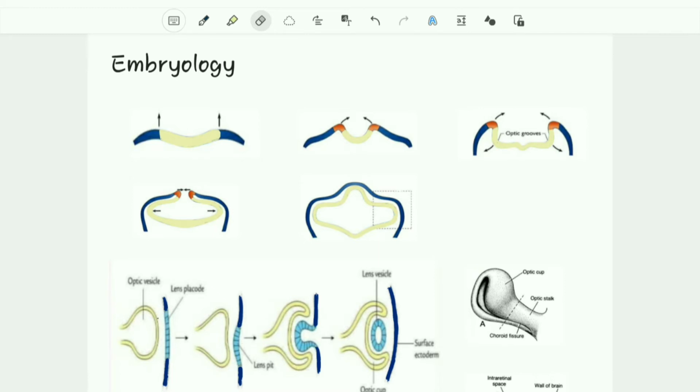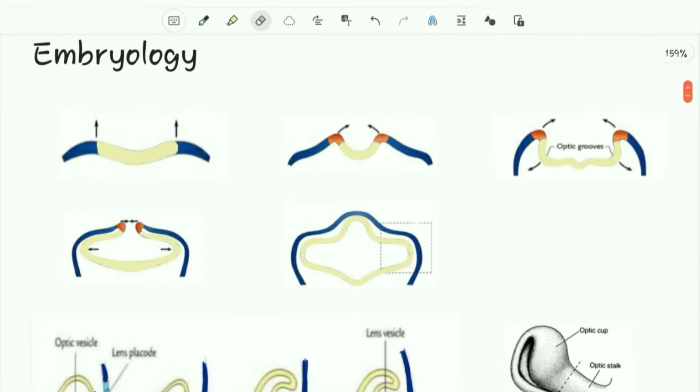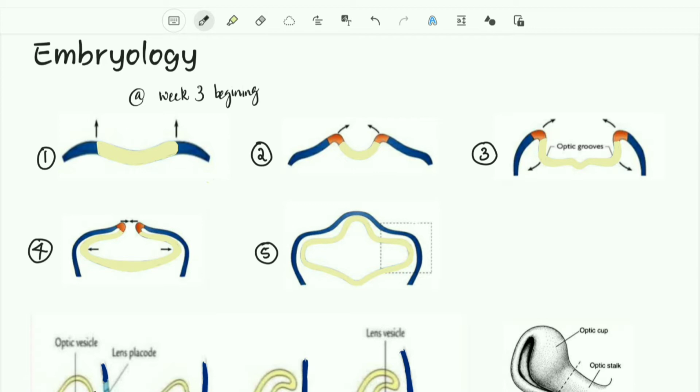What you are seeing now is the formation of the neural tube. Let me number it quickly. The neural tube is formed from the ectoderm at the beginning of the third week. Ectoderm divides into surface ectoderm, neural ectoderm, and neural crest. The eye is derived from all these three layers and the surrounding mesoderm.